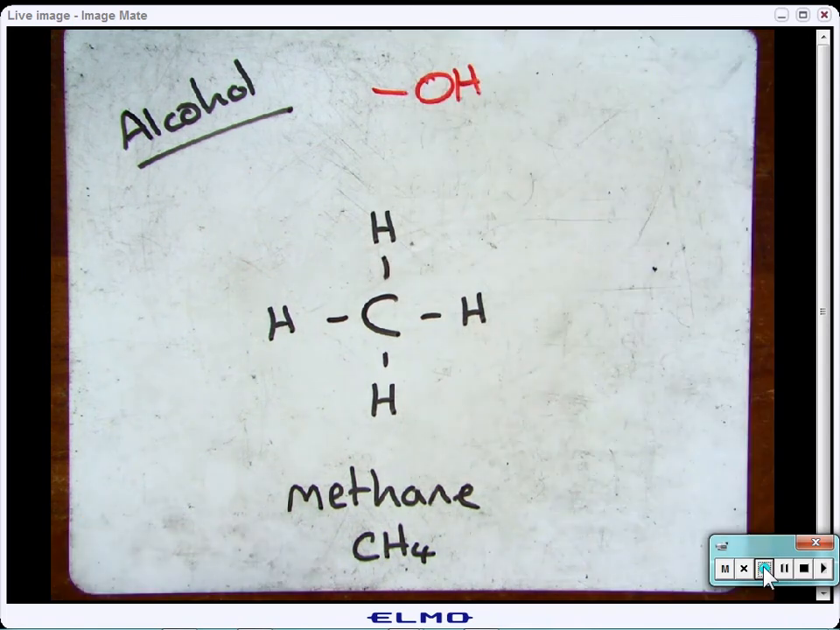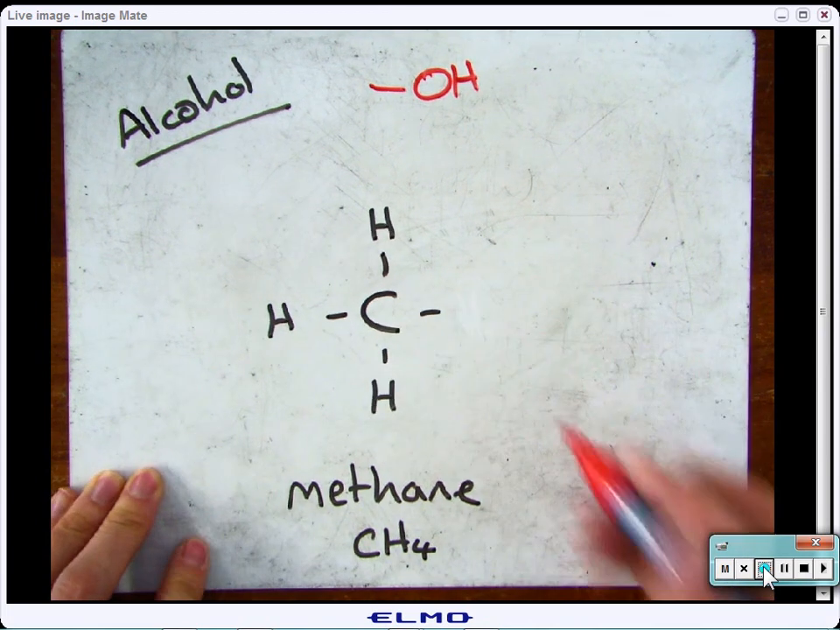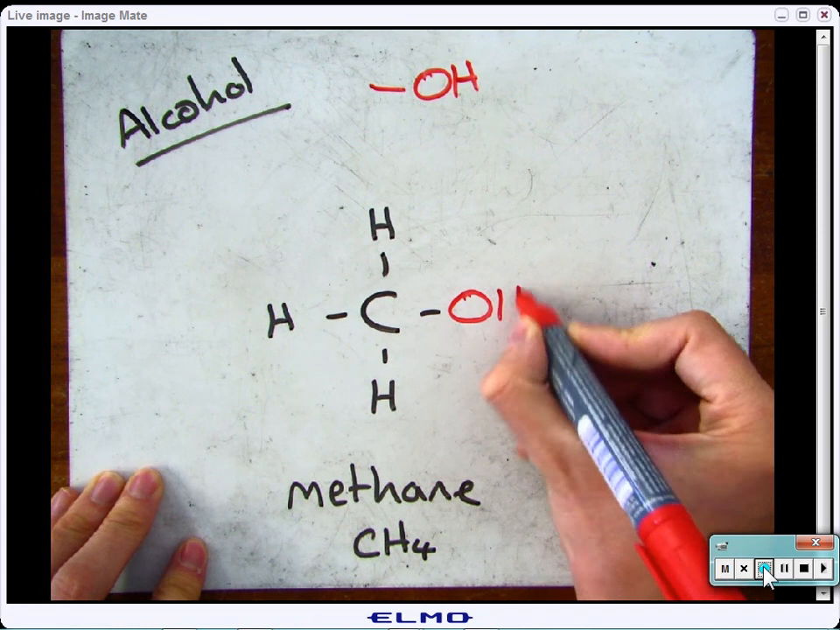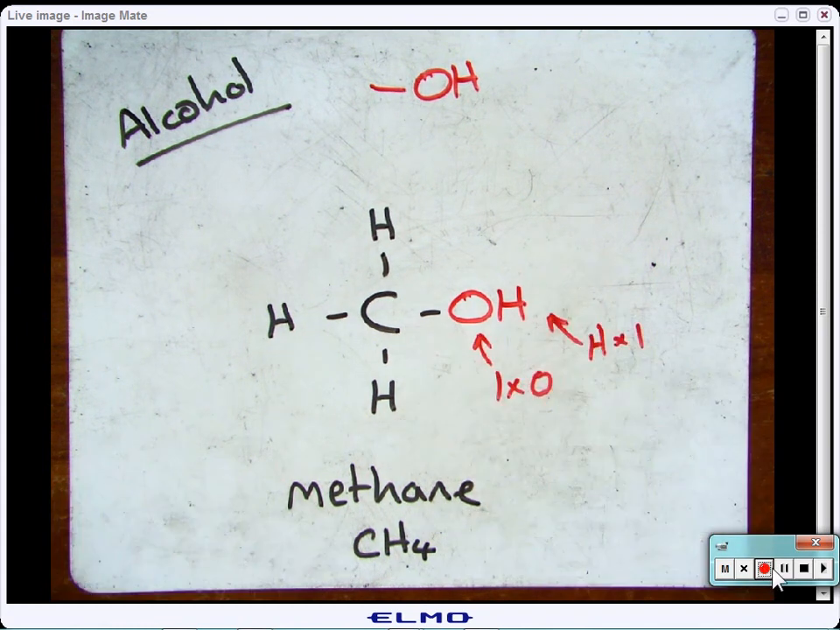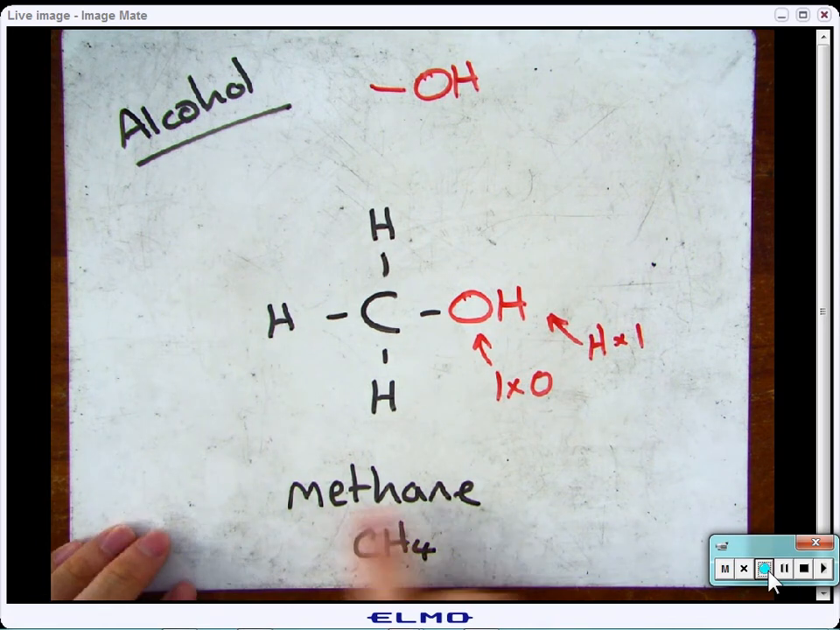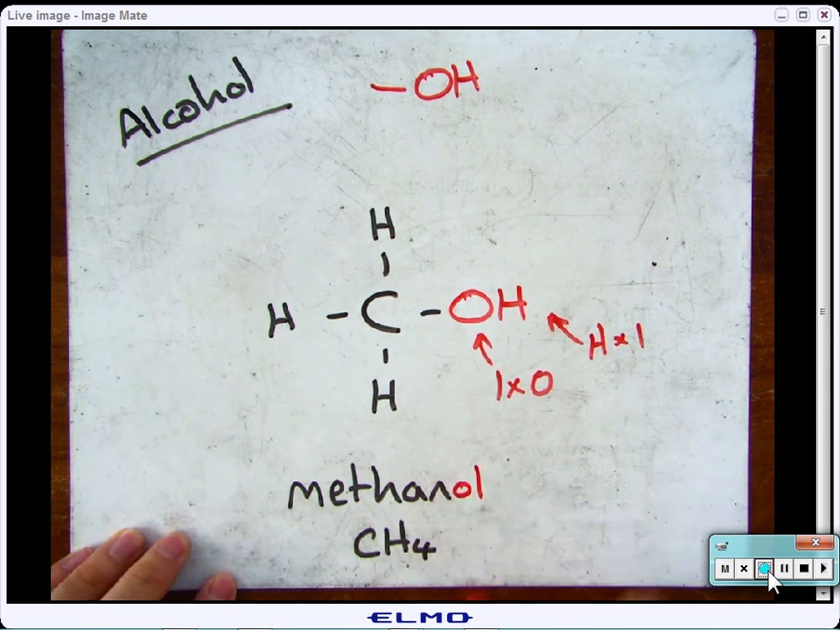So if I wanted to change methane into an alcohol, all I would do is remove one of the hydrogens and put an OH group. So that's one oxygen and one hydrogen. The naming is similar all the way throughout all of the alkanes. All you do is you take the last bit off and put OL onto the end. So it becomes methanol.